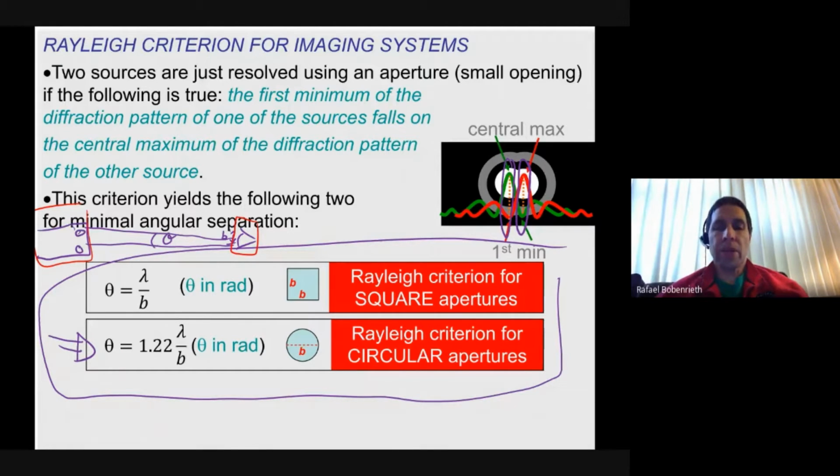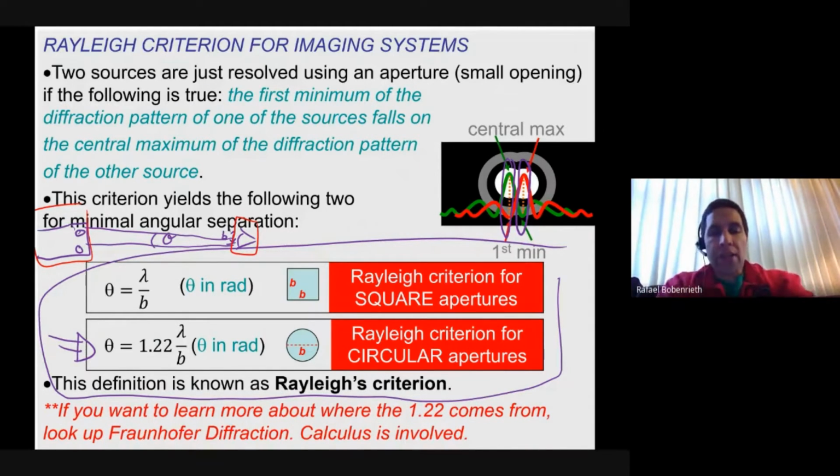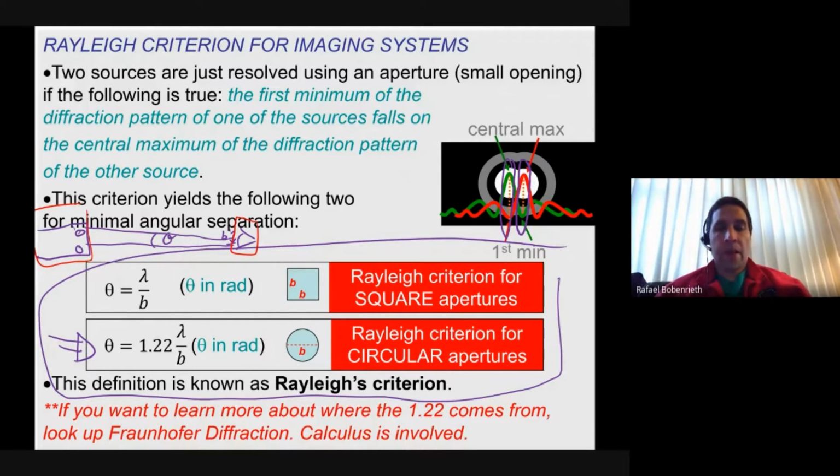Some of you are probably saying, whoa, where did this come from? Can we go through a derivation? Honestly, a derivation of this is beyond the scope of this course. But if you are interested, I would suggest you look up something called Fraunhofer diffraction. That's a good starting point, and you will certainly get involved in some calculus, and you can follow it through and see where the 1.22 comes from for circular apertures. It's pretty interesting, but not something I'm going to go into here. In the next slides, we're going to apply this circular aperture equation.